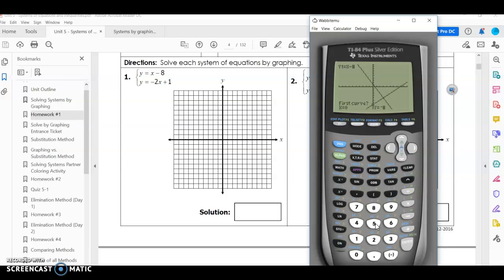It shows first curve, so it's blinking down here. That's not my intersection point, so I'm going to hit enter. Then it says second curve, so I have to go past the intersection point and hit enter again. Then it's going to guess, and finally it gives you the intersection. It's going to say the intersection is 3, negative 5. So remember, 3, negative 5 is the point that makes both of these true. So that's how you do that using your TI-84.